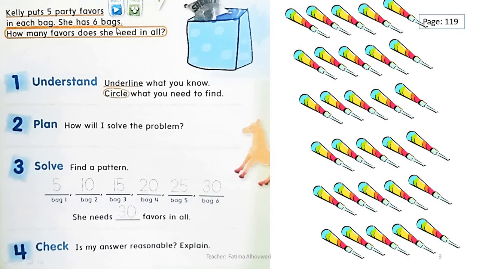We have 2 facts. Now the question is, what did you need to find from this problem? This is the question: How many favors does she need in all? This is what we need to find. So, we will circle what we need to find like this. That's it. Now, how can we solve this problem, grade 2?